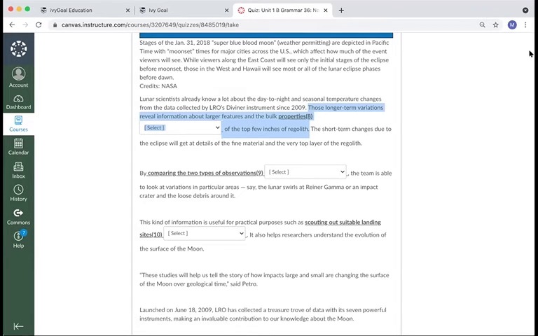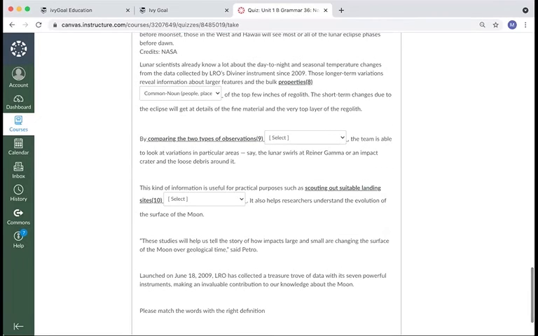Those longer term variations reveal information about larger features and the bulk properties. Okay, of the comment noun. Good, comment noun. Very good. Yeah, very good. Okay.